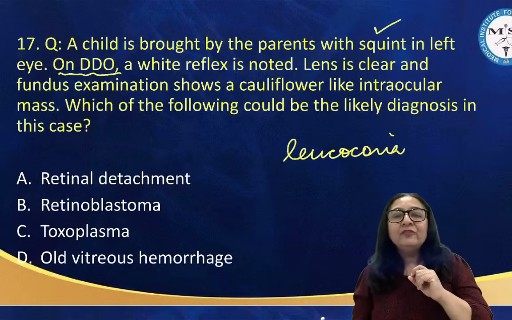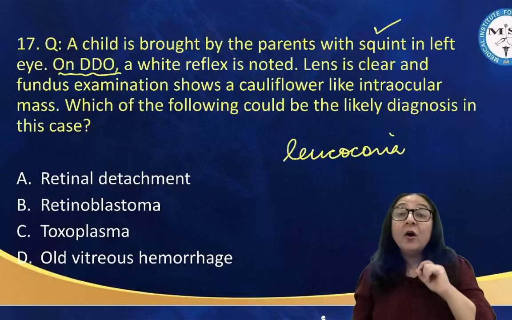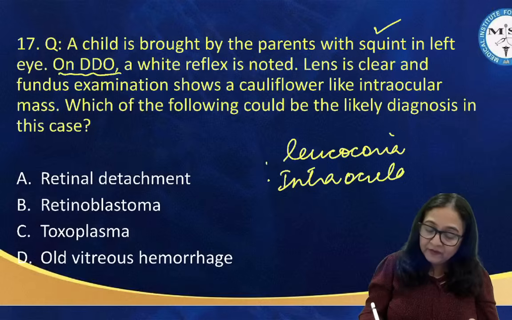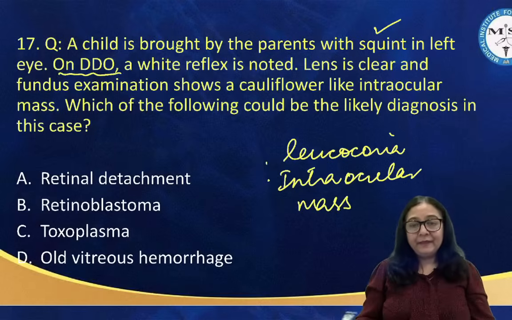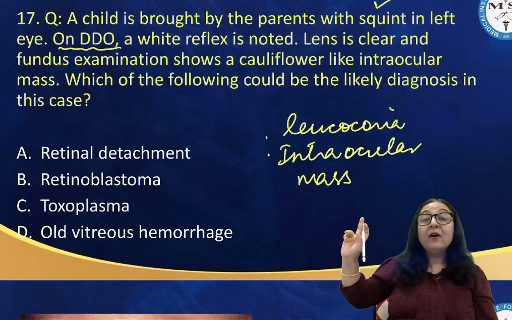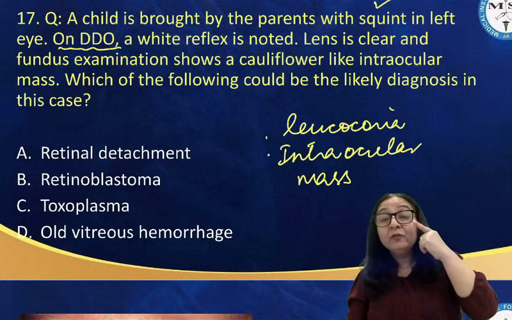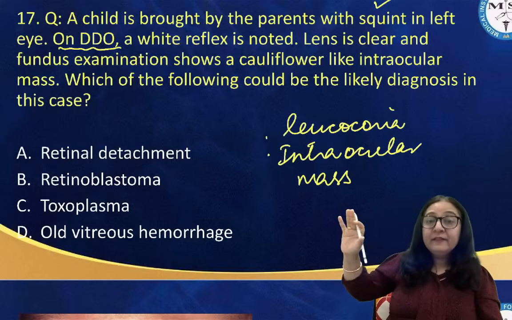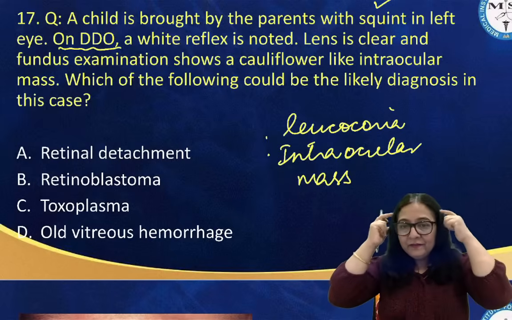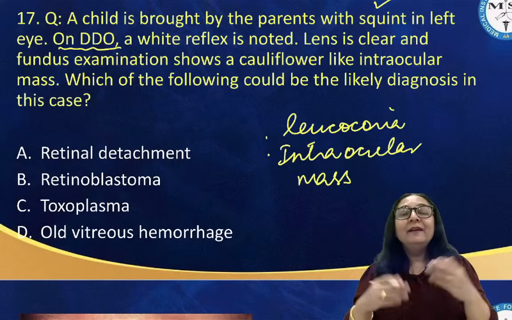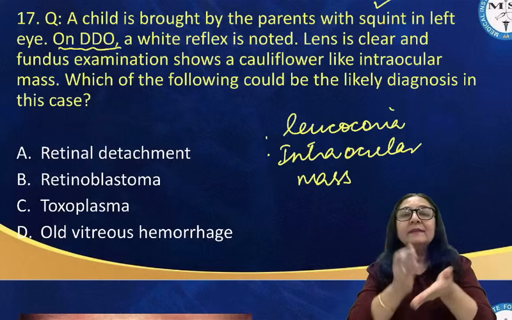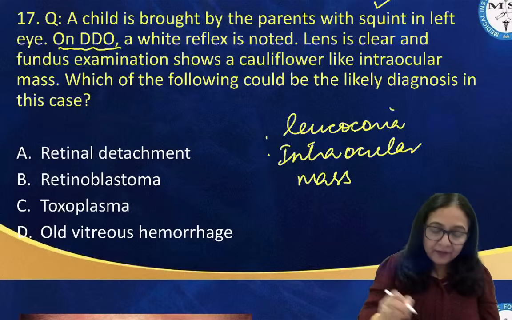Fundus examination shows a cauliflower-like intraocular mass. So leukocoria and an intraocular mass in a child. When these two things come together, leukocoria with intraocular mass, and sometimes they can also mention that there is calcification within the mass, what should ring in your mind? Retinoblastoma. Okay, leukocoria, squint, intraocular mass: retinoblastoma is the choice.